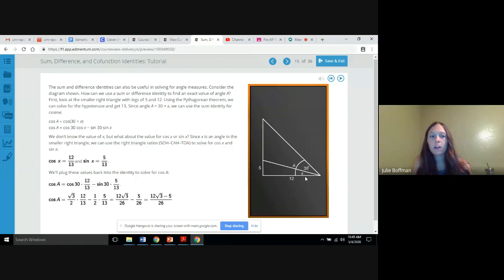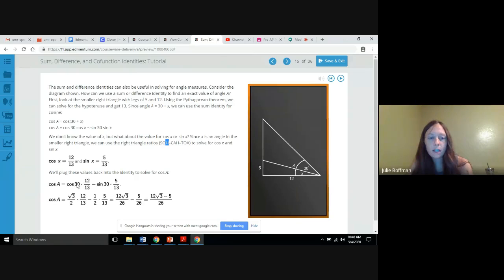Now using SOHCAHTOA, cosine of angle x is adjacent over hypotenuse. The adjacent leg next to x is 12 and the hypotenuse is 13, so cosine x is 12 over 13. Sine of x is the opposite leg over the hypotenuse, so the opposite leg is 5 over the hypotenuse 13. Even though we don't know what angle x is, we know cosine x and sine x are those fractions. So now we just plug everything in to get cosine A.